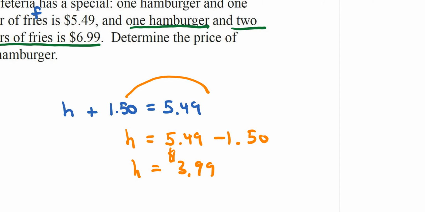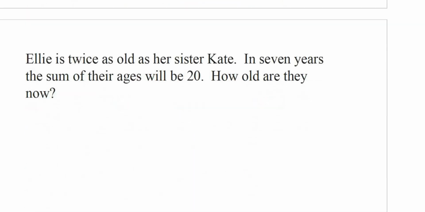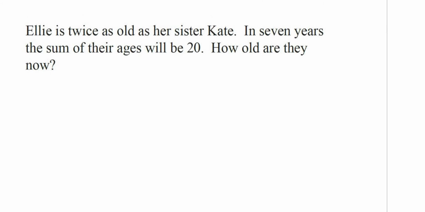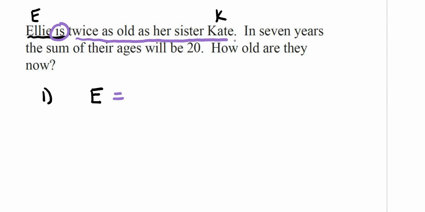Let's see if we can do the last 2, 6 and 7, then we'll stop this homework video here. Ellie is twice as old as her sister Kate. I won't write let statements because we'll use E for Ellie and K for Kate as their ages. Ellie is twice as old as her sister Kate, so our first equation is E equals 2K.